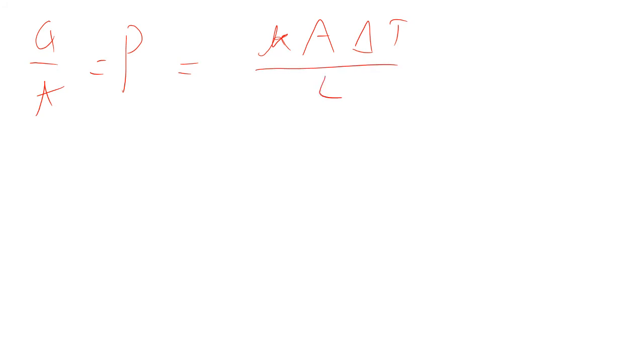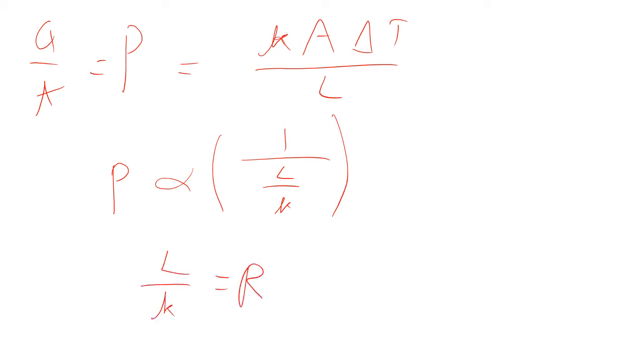Now, notice the power, or even the heat, is inversely proportional to L over K. So we define L over K to be the thermal resistance, and the symbol we use for that is R. So we call that the R factor. And when you're putting insulation in your house, the R factor is related to how thick the insulation is and the type of material you have for the insulation.